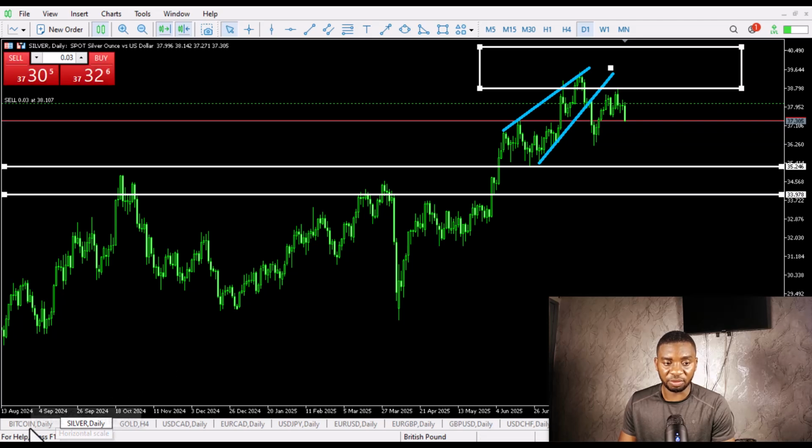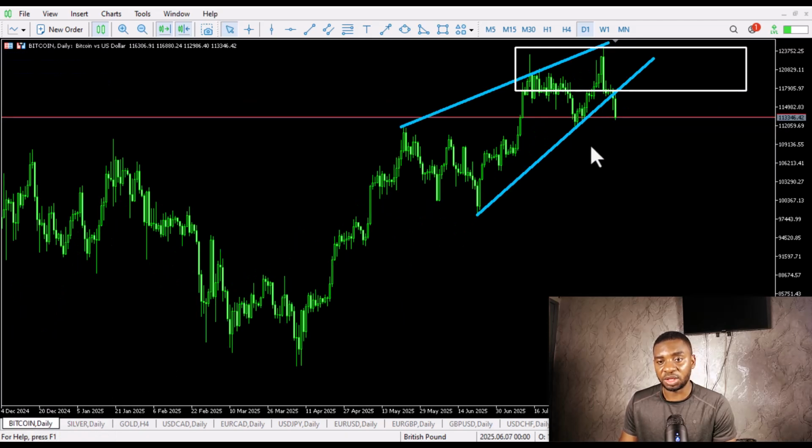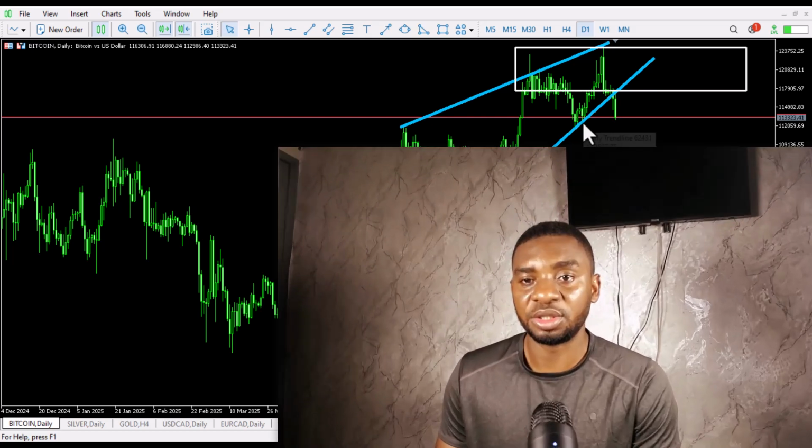But in terms of the Bitcoin, if you want to sell, you can sell, but you have to be careful. At this point, I wouldn't sell. I'll wait for price to retrace before I sell. If you are taking this trade, you have to be careful. Don't risk more than 1% of your account. It's not just having a pattern to trade. Managing your funds is also crucial.